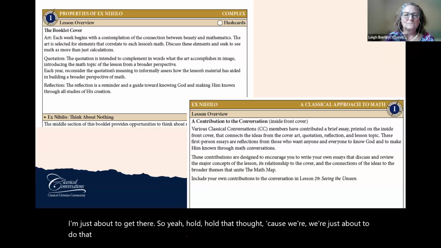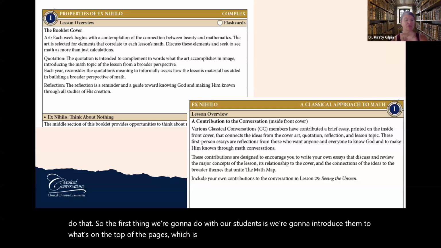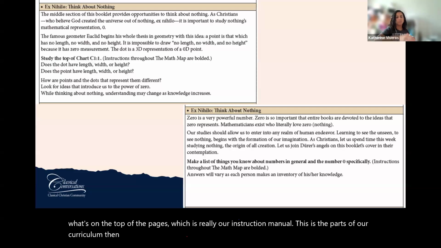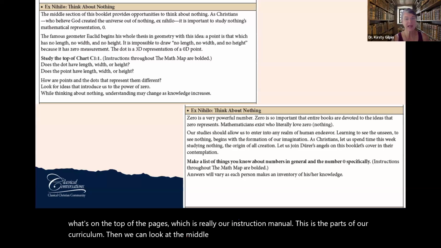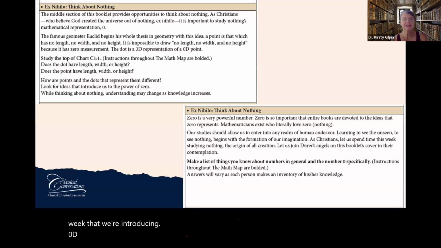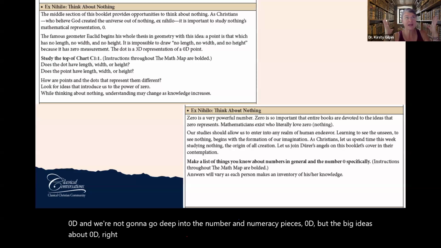So the first thing we're going to do with our students is introduce them to what's on the top of the pages, which is really our instruction manual. This is the parts of our curriculum. Then we can look at the middle. And remember, this week is Ex Nihilo. This is the week that we're introducing 0D. We're not going to go deep into the number and numeracy piece of 0D, but the big ideas about 0D.